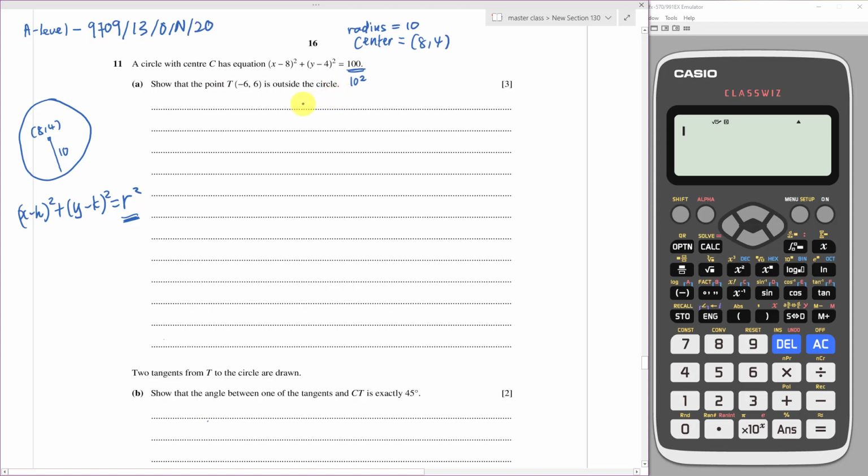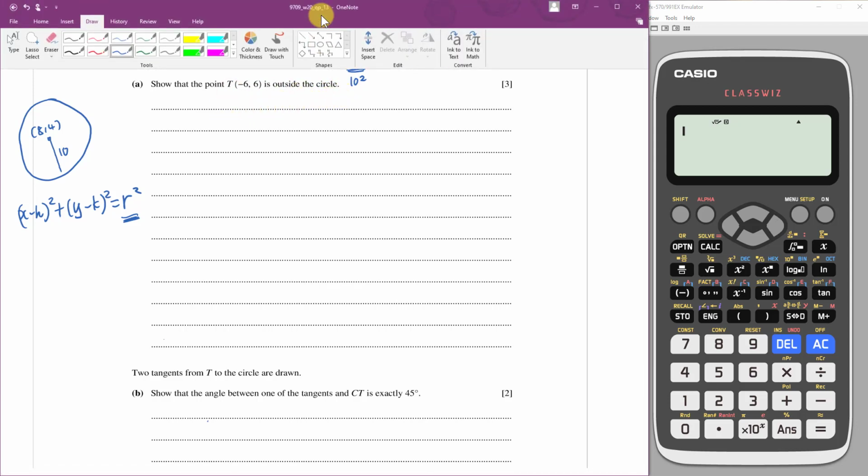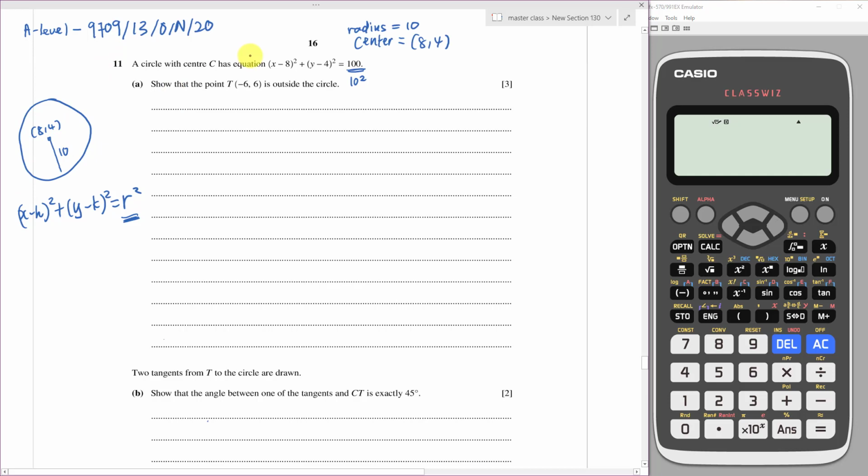For the first part A, they asked us to show that the point T, negative 6, 6, is outside of the circle. The most common logic from me is, if it's outside of the circle, that means the distance from C to T must be more than 10, because 10 will be the radius, right?